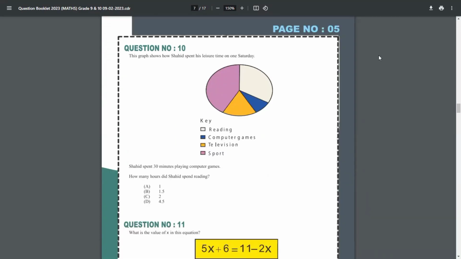Question 10. This graph shows how Shahid spent his leisure time on one Saturday. Shahid spent 30 minutes playing computer games. How many hours did Shahid spend reading? So the correct option is C, 2.